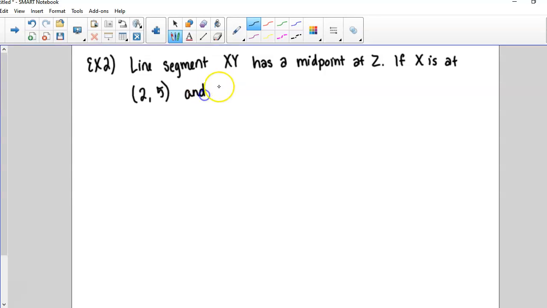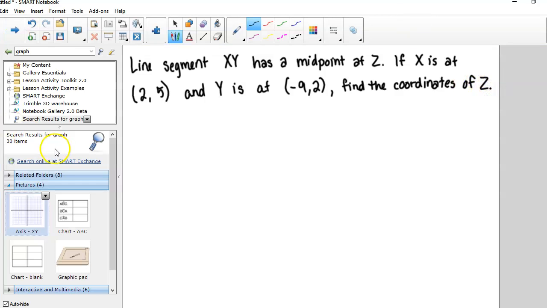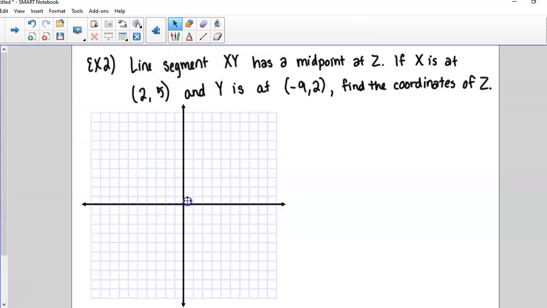And Y is at negative 9, 2. Find the coordinates of Z. And so I'm going to pull up a graph here for this one just so we can get a picture of what's happening here.